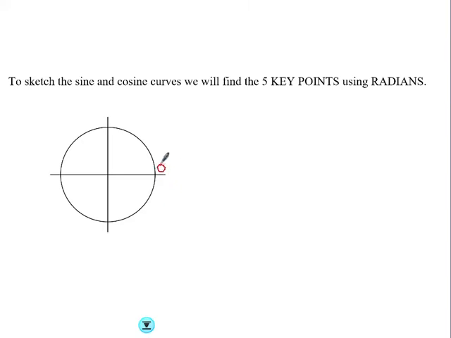First we have 0, then pi over 2, pi, 3 pi over 2, and 2 pi. The coordinates of these points are 1, 0, 0, 1, negative 1, 0, 0, negative 1, and back to 1, 0. Remember that cosine of an angle is the x value and sine of an angle is the y value.